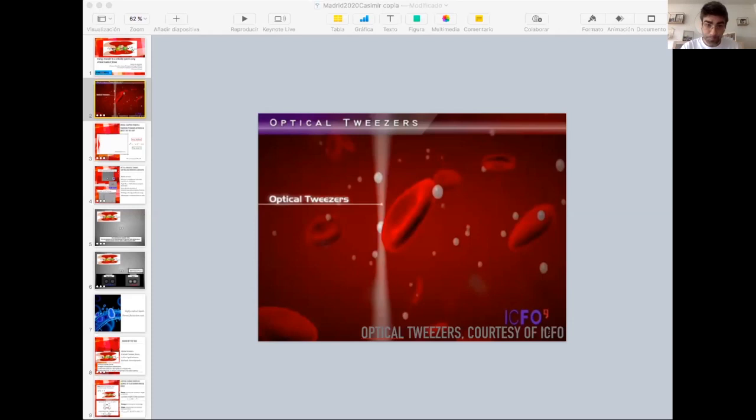So this technique has been used in biophysics. It won the Nobel Prize thanks to this application. But I'm using it in order to study statistical physics problems. For example, we can change the velocity of our particle. We can do microrheological measurements in a fluid.